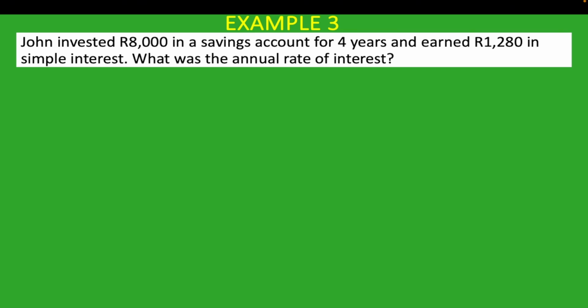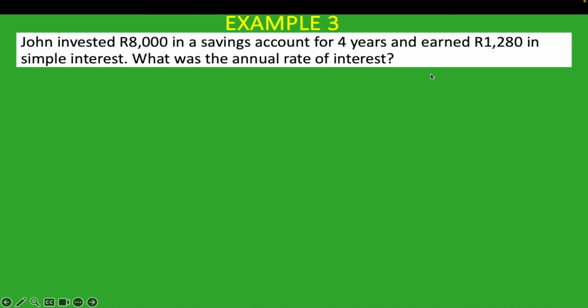And so what do we have? Well, if John invested 8,000 Rand, what do we call that? That is our principal amount. In a savings account for 4 years, what do we call this for? That is our time period. And earned 1,280 Rand in simple interest. And so we are given the simple interest as well.